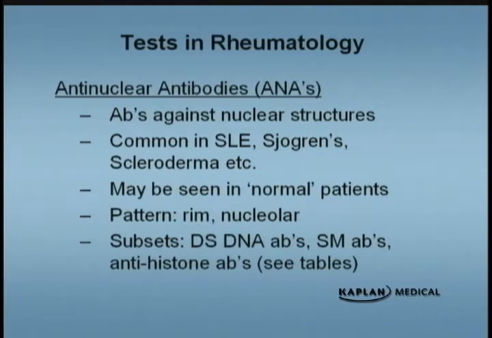Those are very specific for things like drug-induced lupus. So overall, anti-nuclear antibodies in the right context are very good. They tell us about certain rheumatologic diseases. Some of the subsets are very specific. The patterns are non-specific.